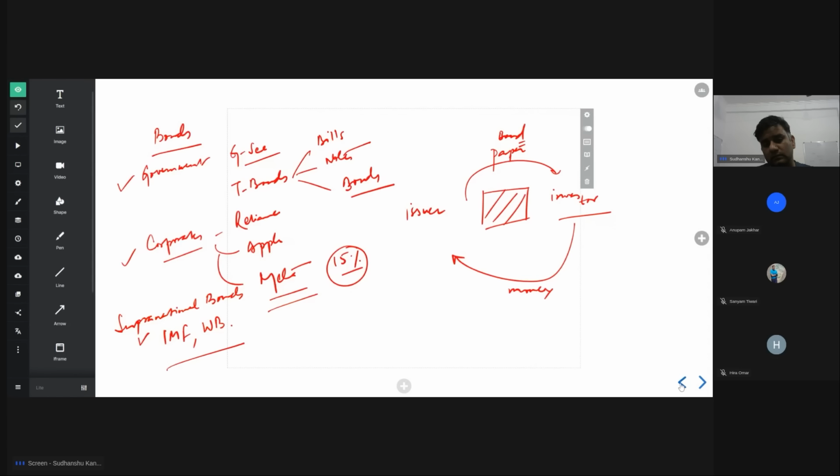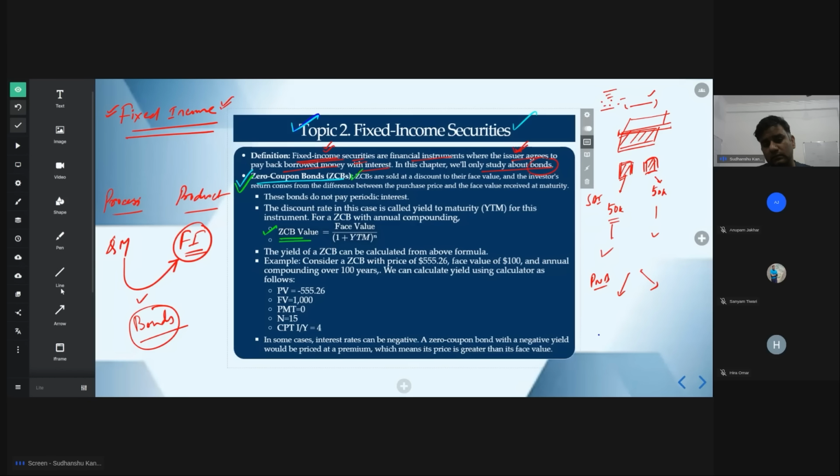Okay, fine. So now you understand zero coupon bonds are sold at a discount to the face value, that I told you. Investor return comes from the difference between the purchase price, 79,000, and the 100,000 received at maturity. That I also told. The bond does not pay any periodic interest. The discount rate in this case is called yield to maturity.